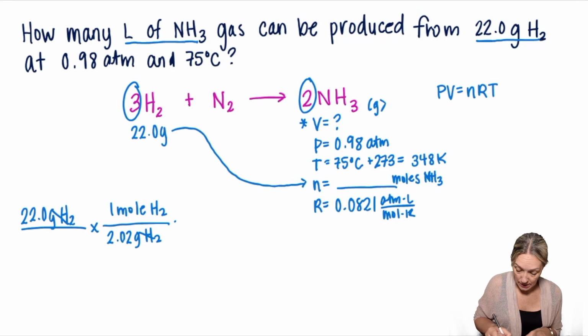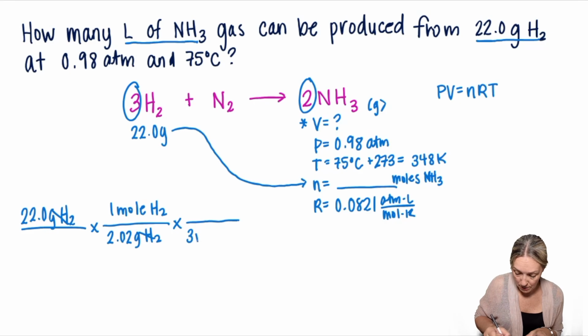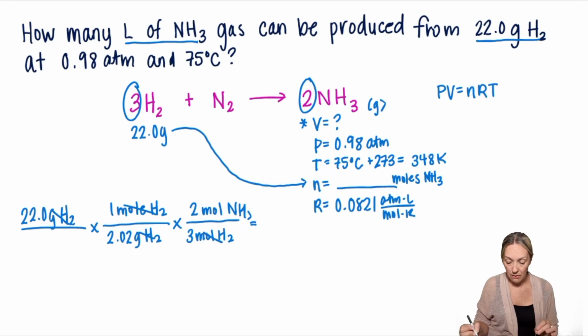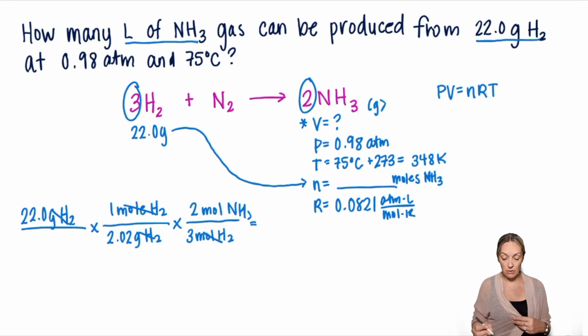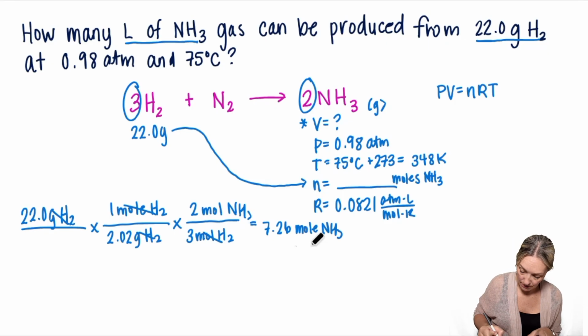Now, I have moles, but notice that this is moles of H2, and I need moles of NH3 here. I am going to need to use my mole ratio to compare the two. For every 3 moles of H2, according to my balanced equation, I will produce 2 moles of NH3. Now, the only unit left that has not canceled out in my stoichiometry problem is the moles of NH3. As soon as I have the unit that I'm looking for, I'm ready to solve. Multiply across the top, multiply across the bottom, divide the top by the bottom, and I end up with 7.26 moles of NH3.